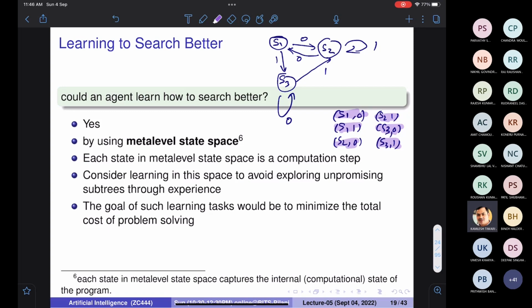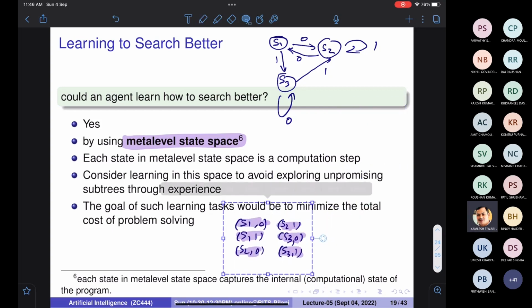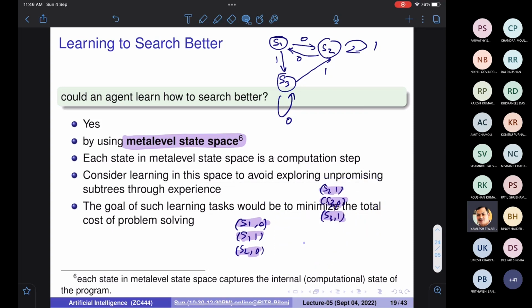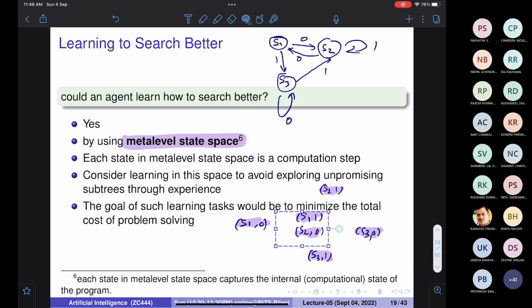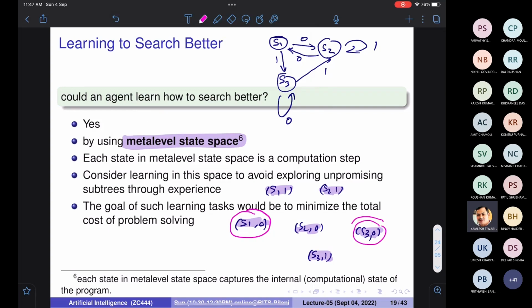Okay, so this is called the meta level state space. Now assume these are lying anywhere in the space. Without loss of generality, I can also say let's assume that this is the initial state and this is the final state. There is no problem with that. Yes or no?